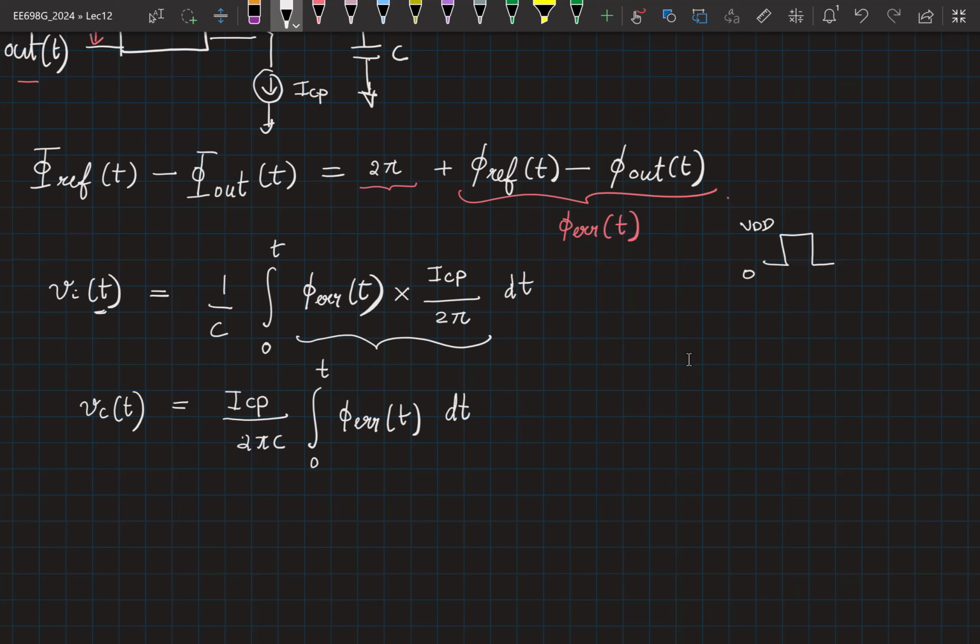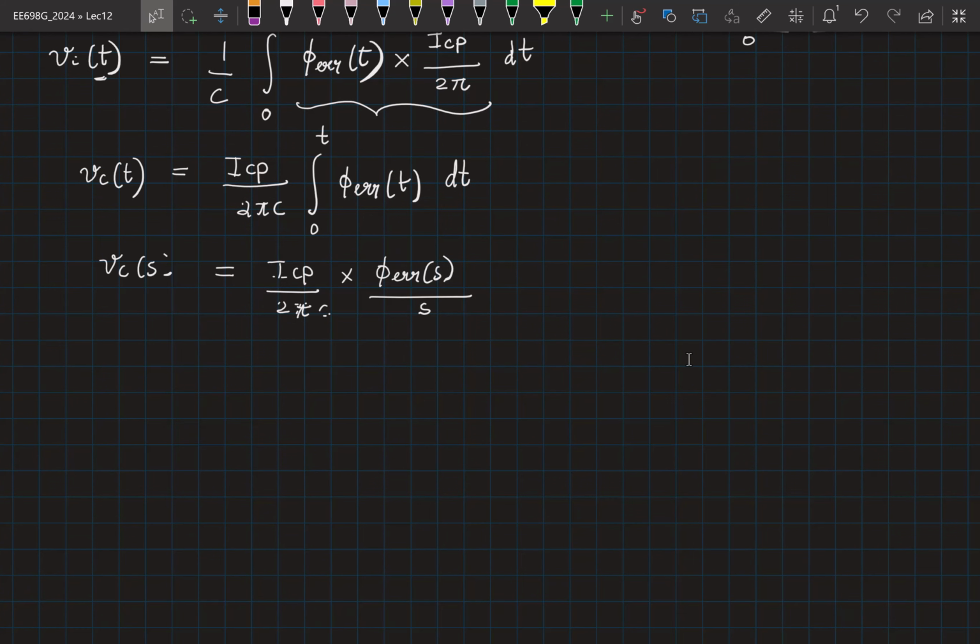Let's take the Laplace transform. Vc of s is equal to ICP by 2 pi C into phi error of s divided by s. I generally like to bring the terms in the order in which the components are present. So you first have the PFD and the charge pump. Together they have a gain of ICP by 2 pi, and this average current is flowing into the capacitor, 1 by sC, into phi error of s.